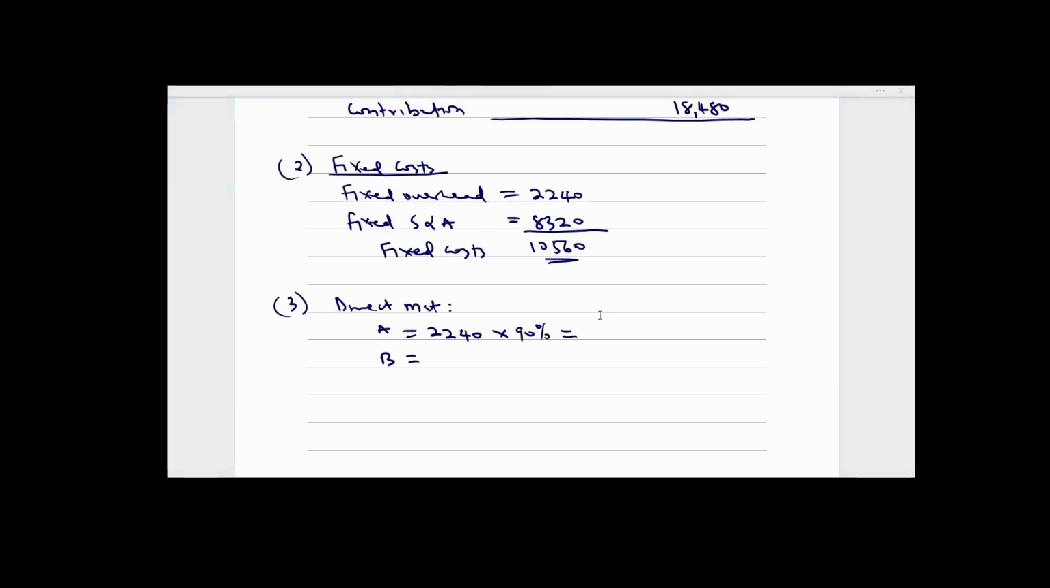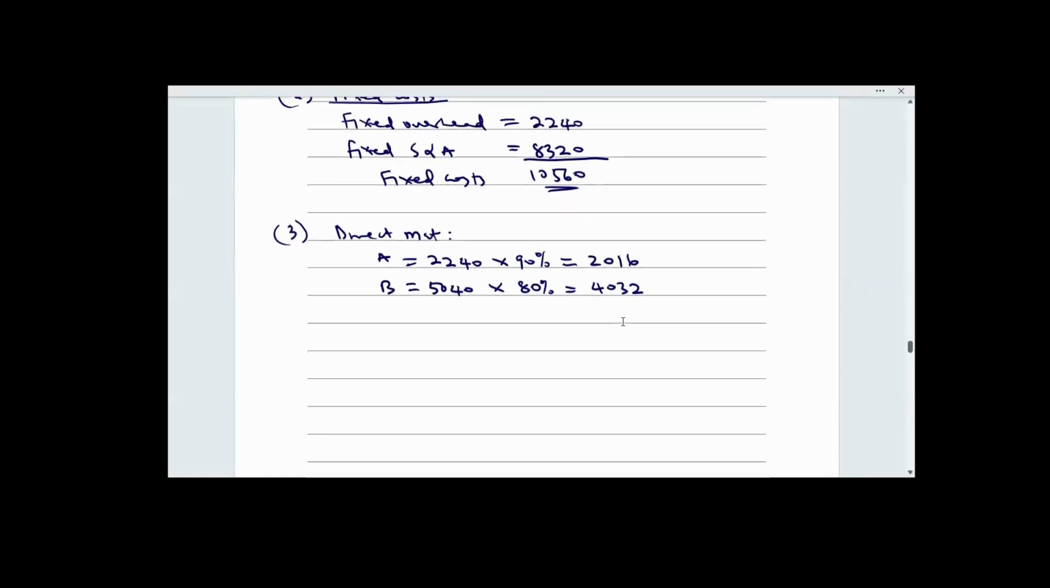Then for B, 5040. We're now told it will fall by 20%. That means we are supposed to account for 80%. So what do you get? 4032. Okay, 4032. That's that. If you like, we can add it together or just leave it first. Let's leave it. Then working number 4 now.